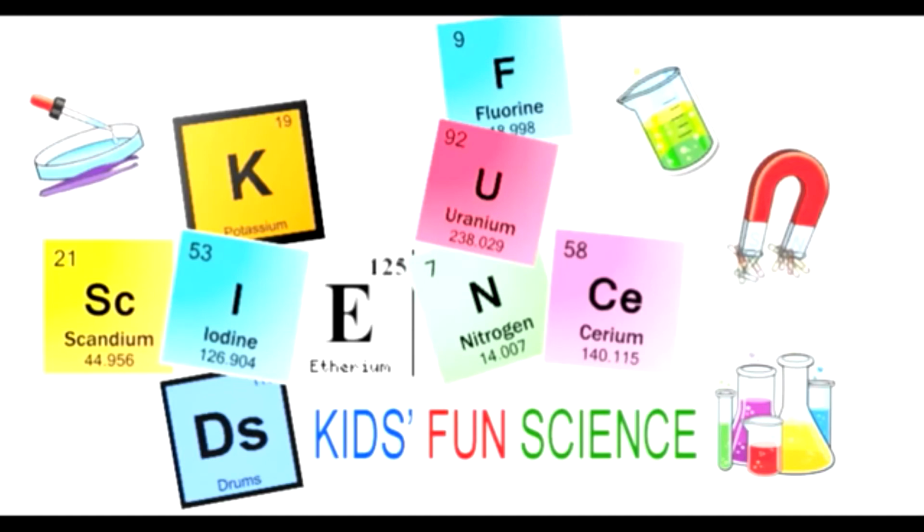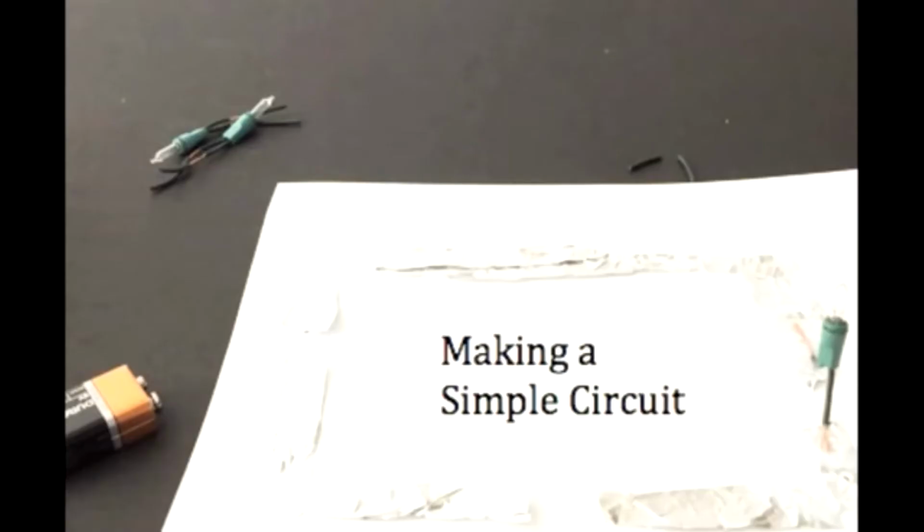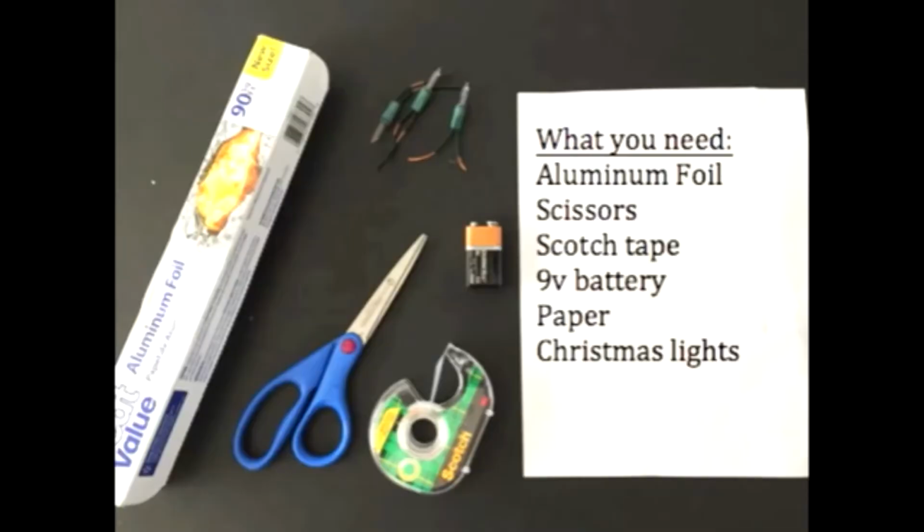Welcome to Kids Fun Science. My name's Ken, and today's experiment is making a simple circuit. As always, adult supervision is required. What you'll need for this experiment is aluminum foil, scissors, Scotch tape, a 9-volt battery, a piece of paper, and Christmas lights.